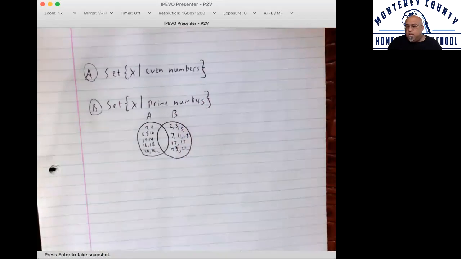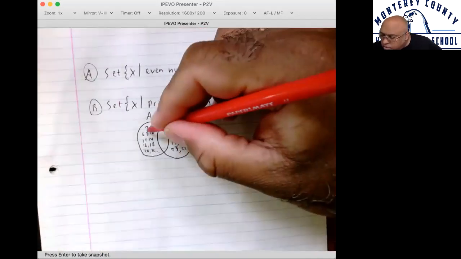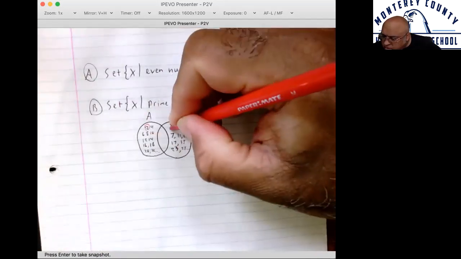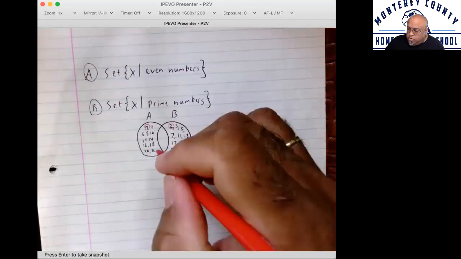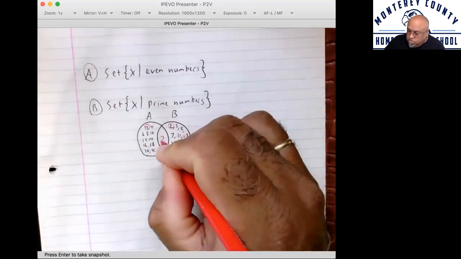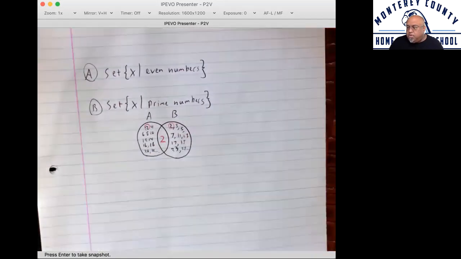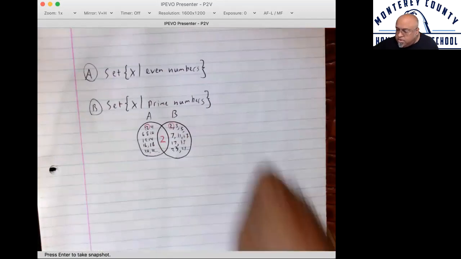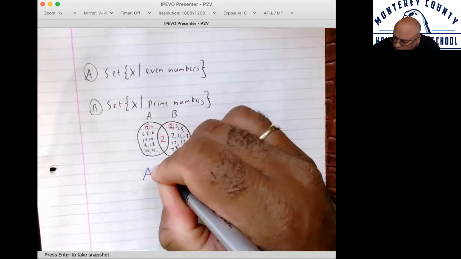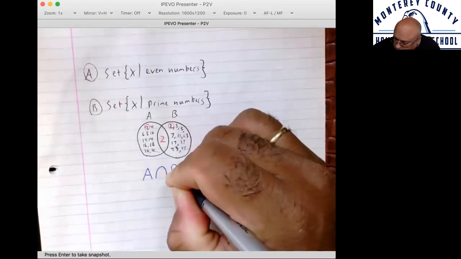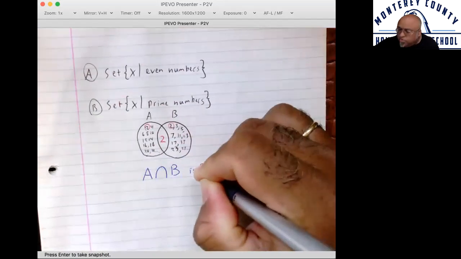Okay? Now, when I look at these two sets, I notice something. The number 2 is even, and the number 2 is prime. Okay? So, the number 2 would be the intersection. Okay? So, I could say the intersection of A and B is 2.